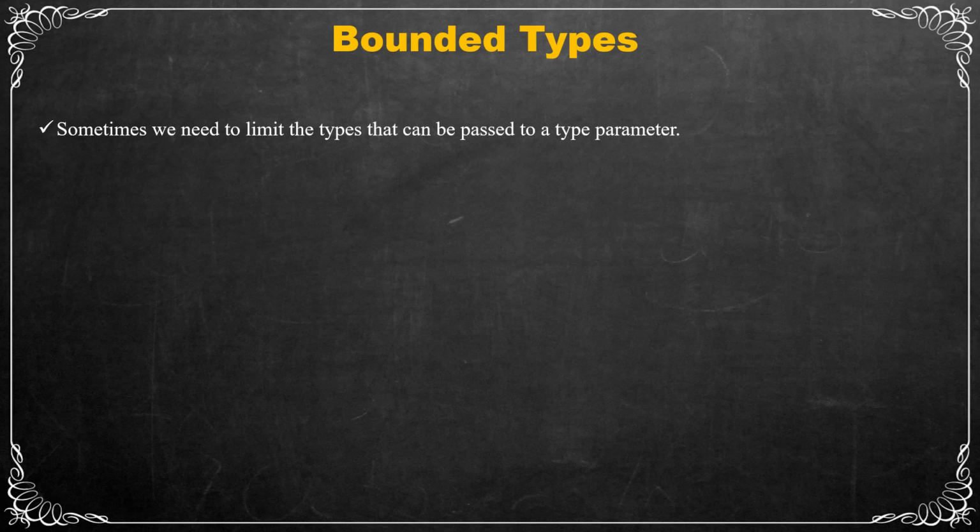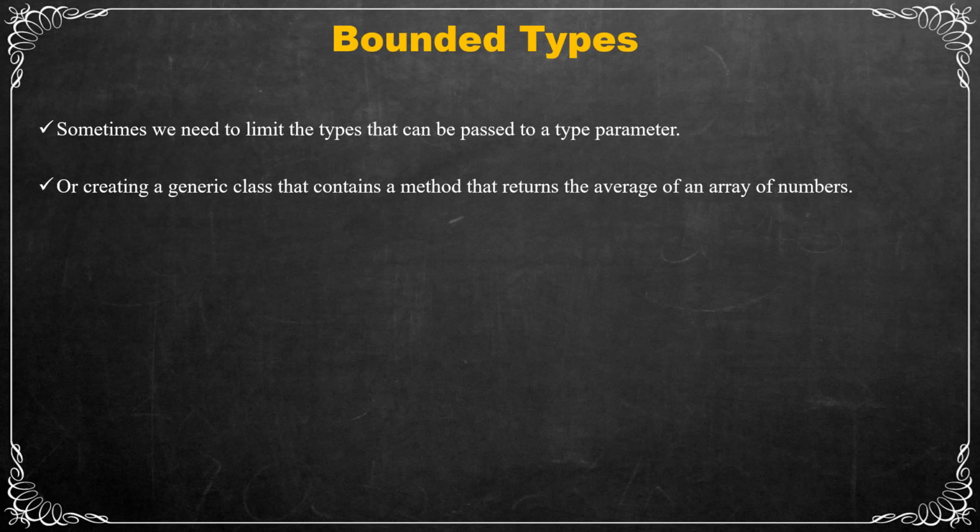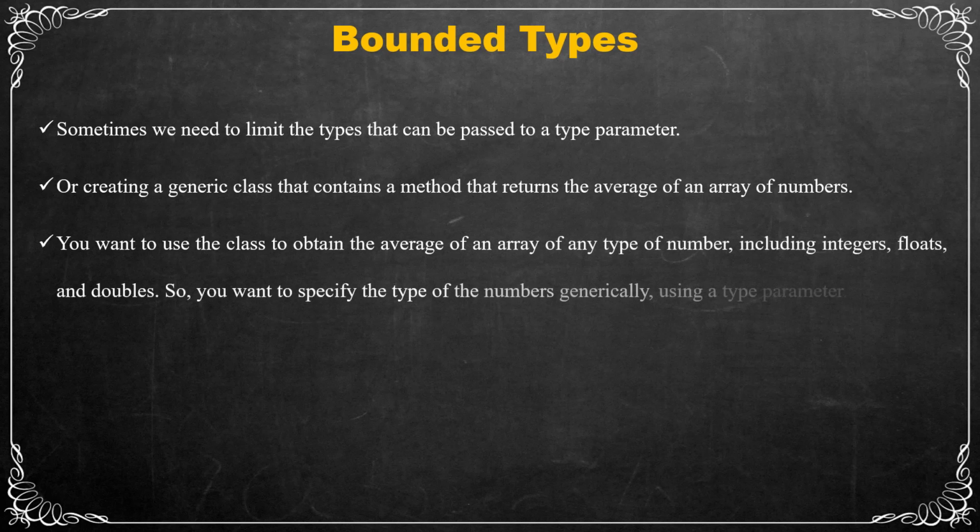For example, you want to create a generic class that contains a method which calculates the average of an array of numbers, and you want to use the class to obtain the average of an array of any type of number, including integers, floats, and doubles. So you want to specify the type of the numbers generically, using a type parameter. In this video, we want to learn how to do this.